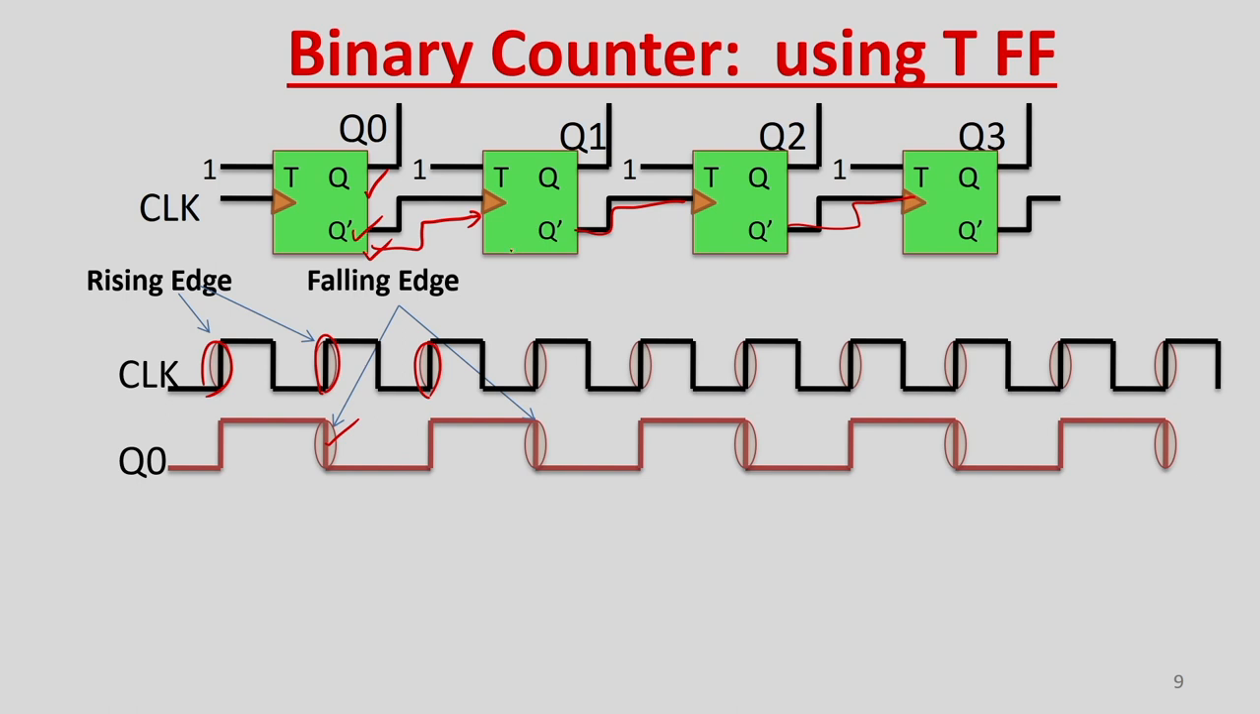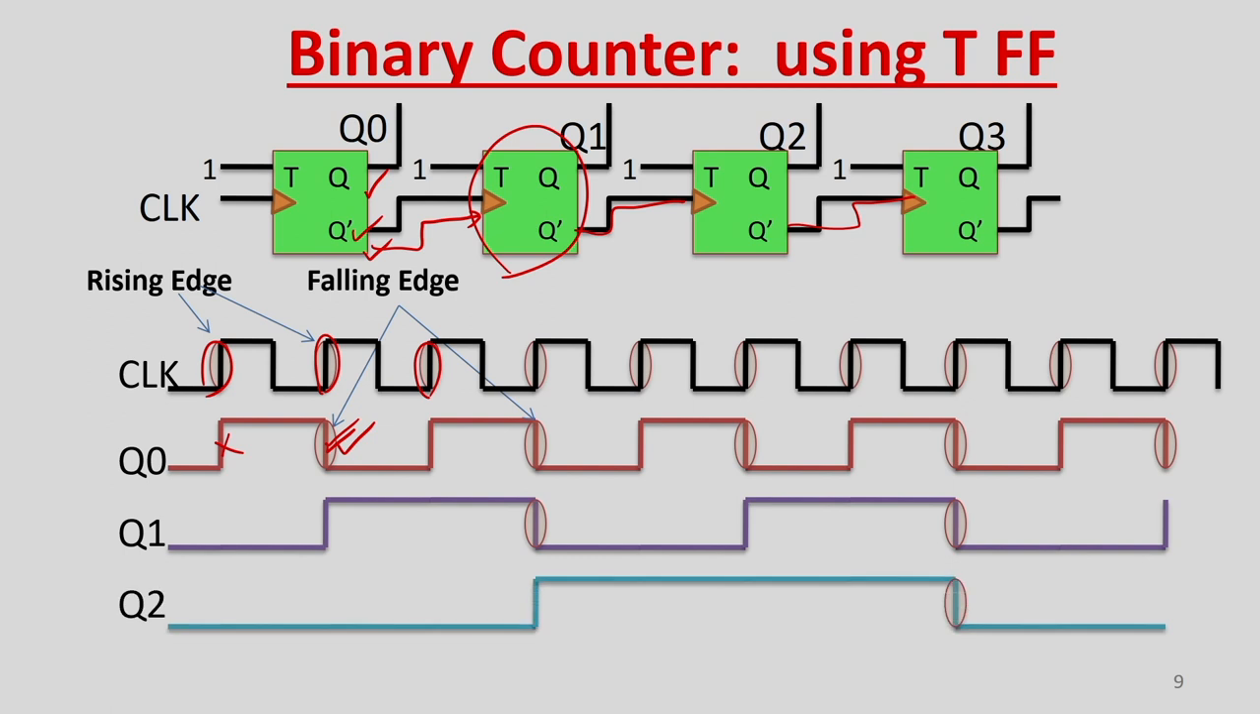That means this T flip flop will be activated when this Q bar has a rising edge, that means Q needs to be falling edge. So, that means here it will be activated instead of there. It will not activate it there, but it will activate here, and that is what we want.